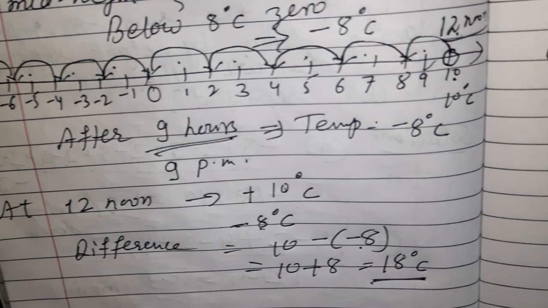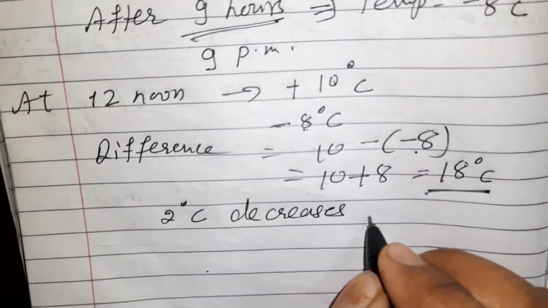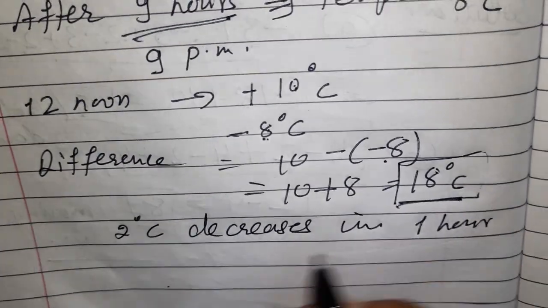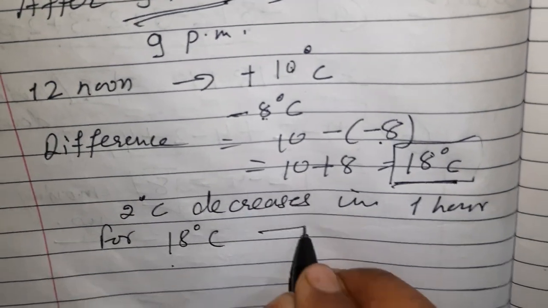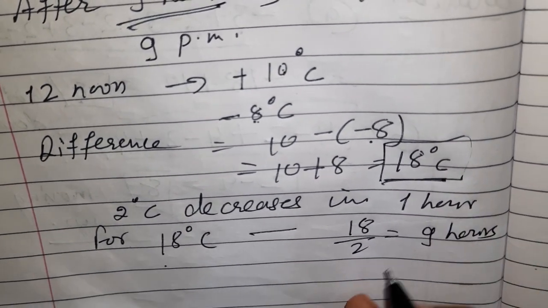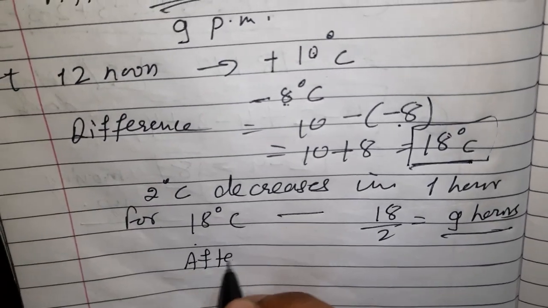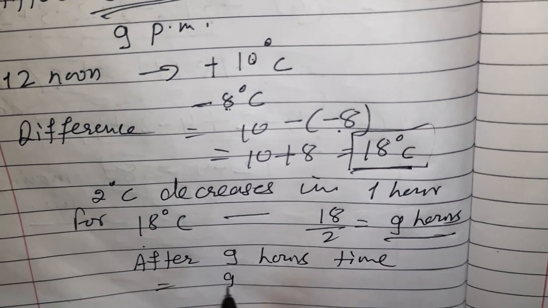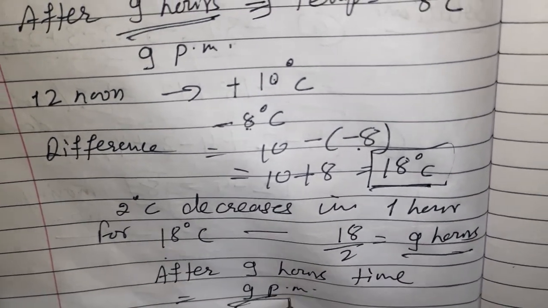So 2 degrees Celsius decreases in 1 hour. So for decreasing 18 degrees Celsius, how many hours are needed? 18 upon 2, that is 9 hours. So see, we are getting 9 hours here. So after 9 hours what is the time? After 9 hours the time is 9 p.m., because at 12 noon the temperature is 10 degrees Celsius. This is the first part.